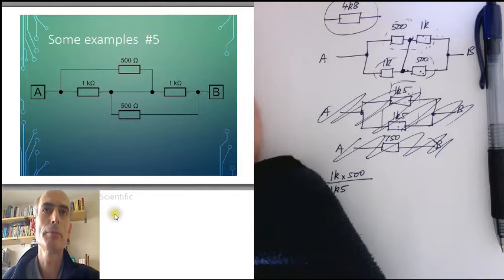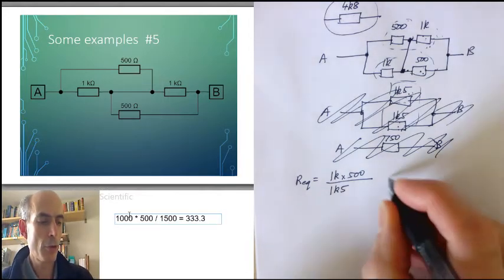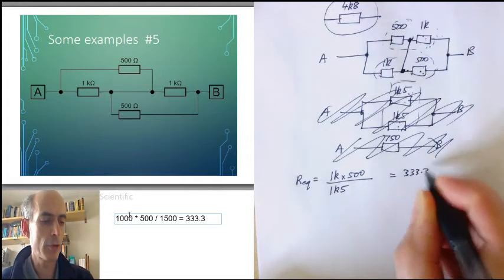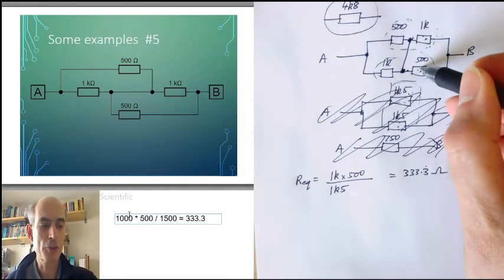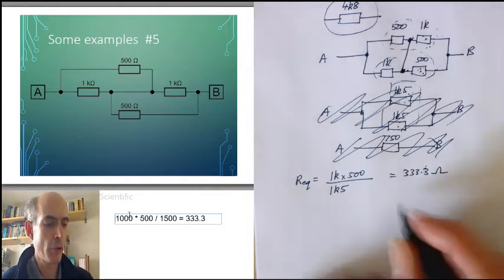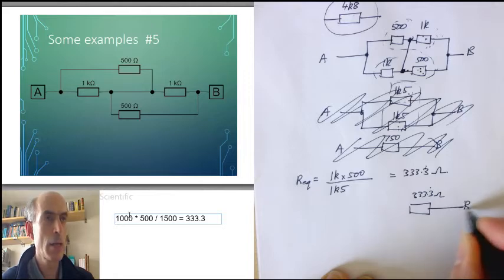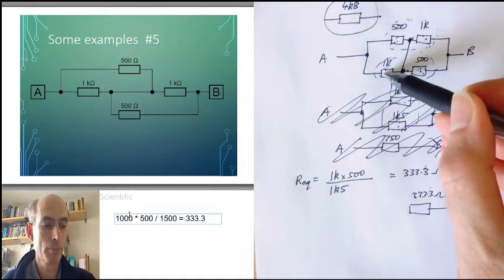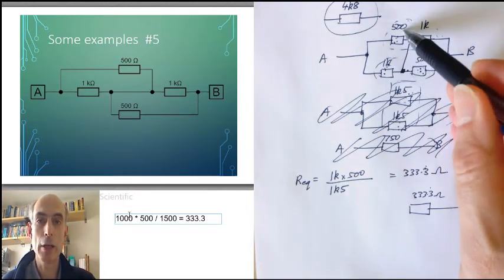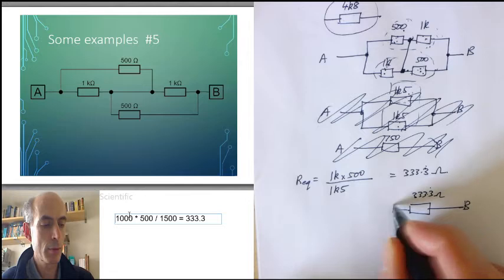What's that? Well, 1000 times 500 divided by 1K5, 333.3, etc. ohms. So I can replace these 2 resistors with a single resistor with a value of 333.3 ohms. And I can do exactly the same thing with these 2 resistors on this side. These 2 are in parallel as well. They have the same values, 1K and 500 ohms, so they must have the same equivalent resistance, 333.3 ohms.